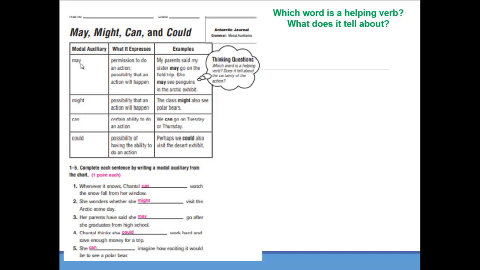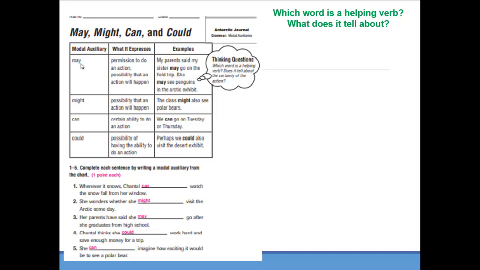So one more time, the helping verb may, or the modal auxiliary may, shows permission, that someone is allowed to do something, or it shows the possibility that an action will happen. It shows that it's possible that the verb will take place. Let's move on to the second verb, might.